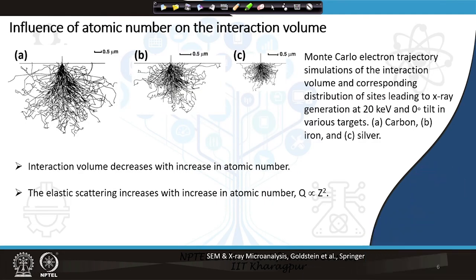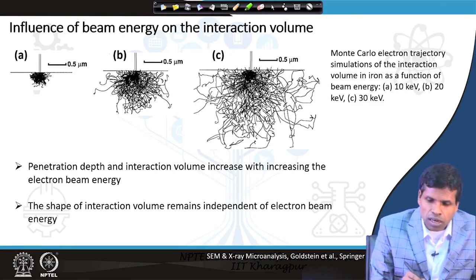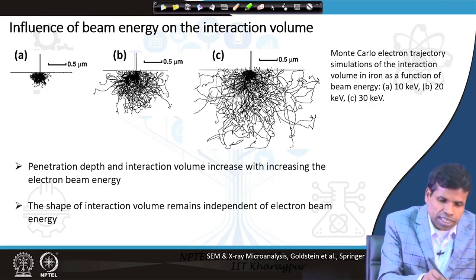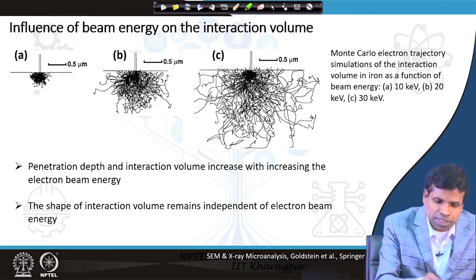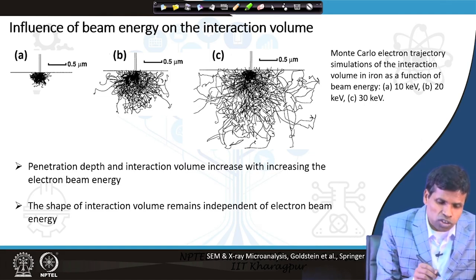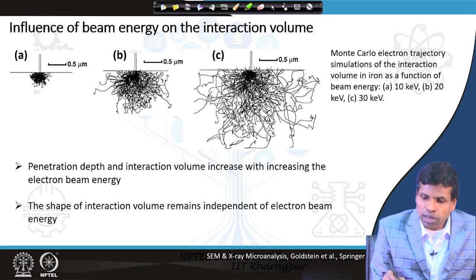So, what is more important here to mention is that if the interaction volume is small at a lower acceleration voltage, that means information is coming from a smaller area, then we can get much more surface information as compared to the electron beam of higher energy.